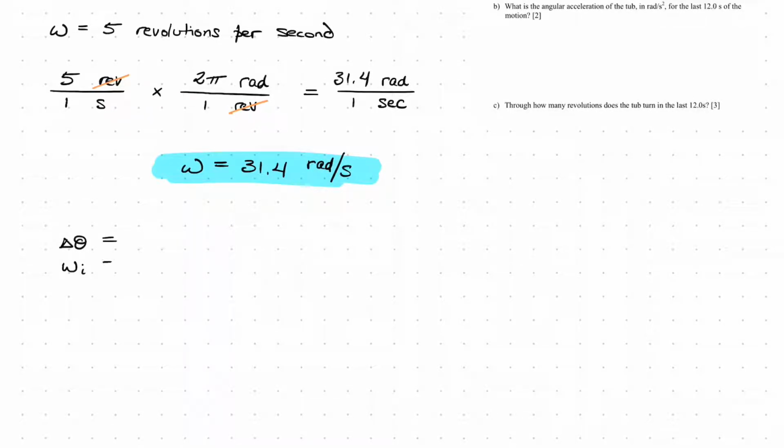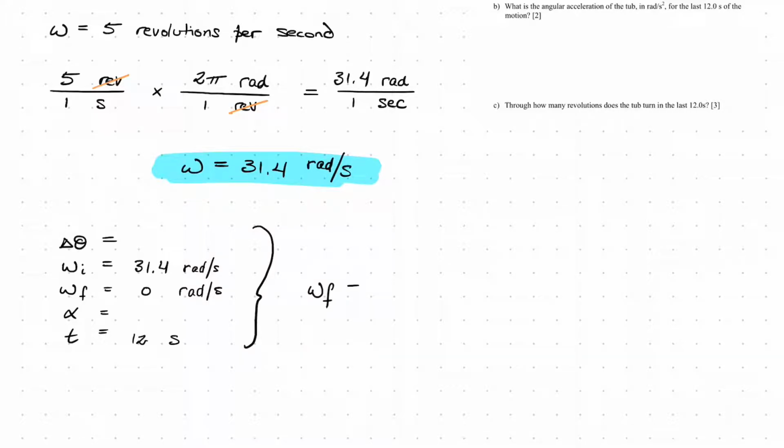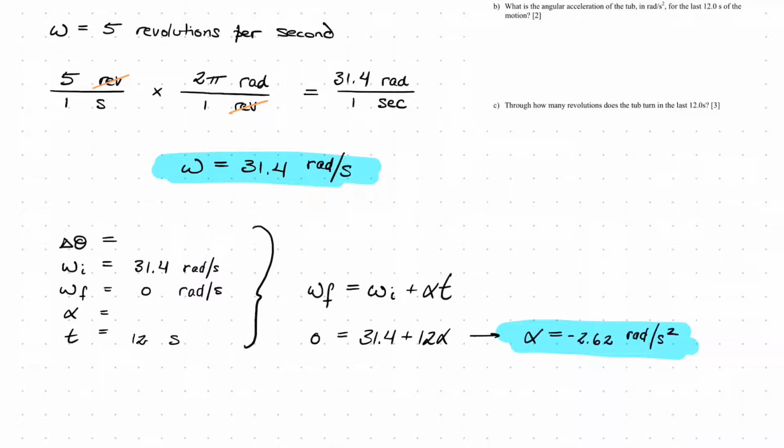Once the lid is opened, we will have a slowing down from an angular speed of 31.4 radians per second to a final angular velocity of 0 radians per second. This occurs over 12 seconds with a constant angular acceleration. So we can use our kinematics equations for circular motion to solve for alpha. And doing so, we find that alpha equals negative 2.62 radians per second squared. The negative value making sense because we had a slowing down of our angular speed.